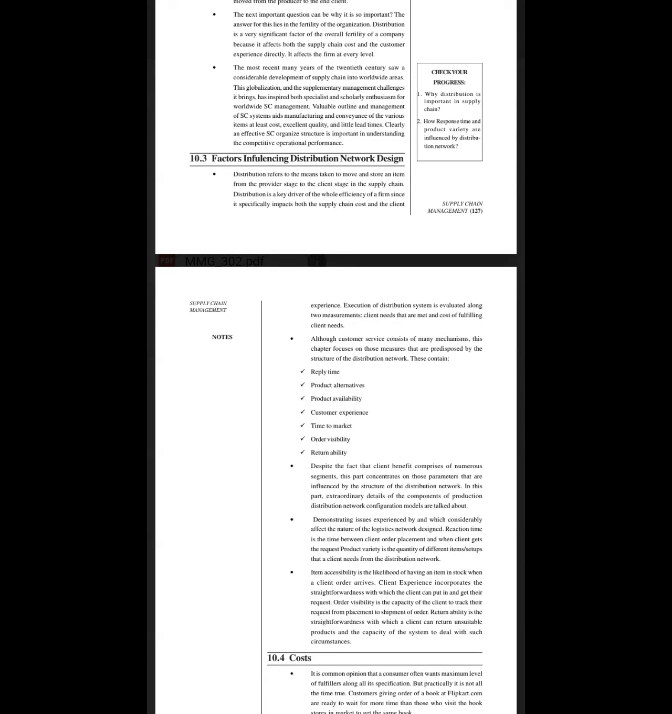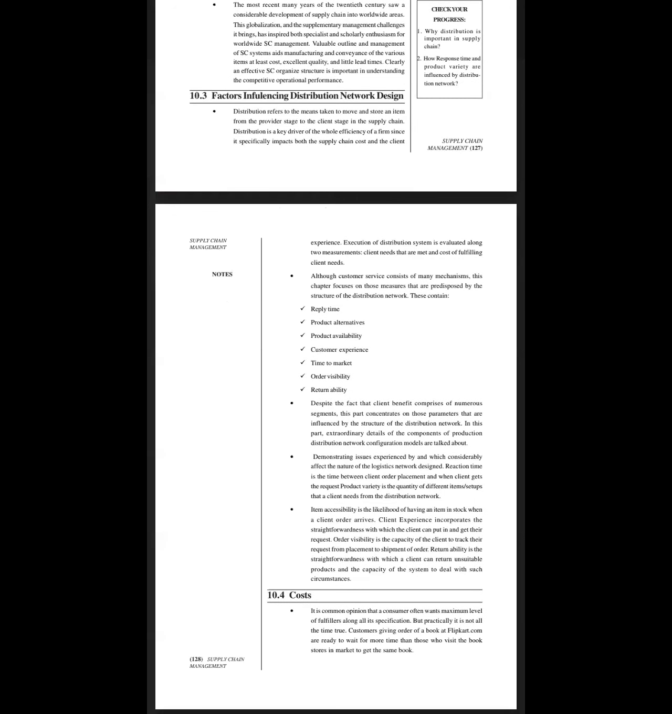Since they specifically impact both the supply chain cost and the client experience. Execution of a distribution system is evaluated on two measurements: client needs that are met, and the cost of fulfilling client needs. All the customer service constraints of many mechanisms. This chapter focuses on these measures that are predisposed by the structure of the distribution network.